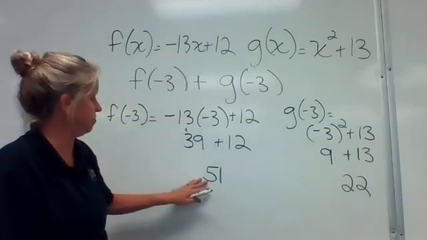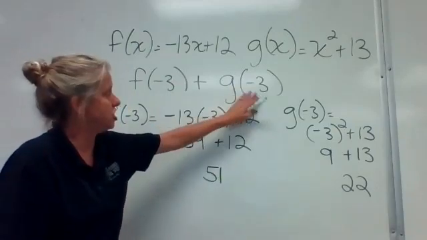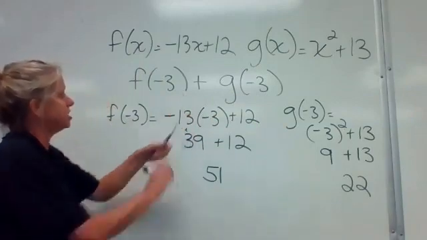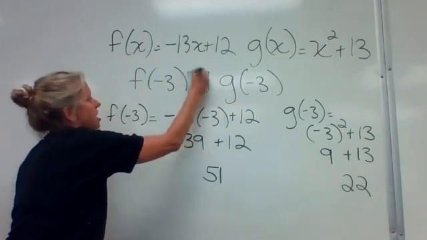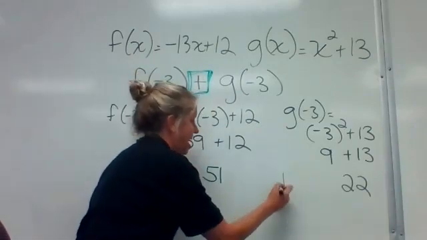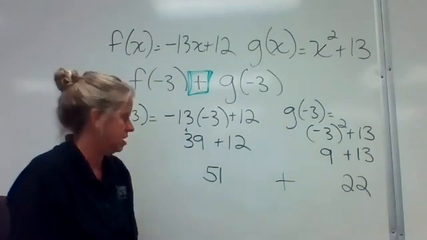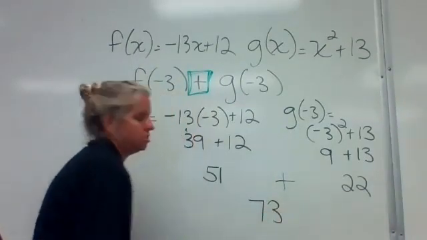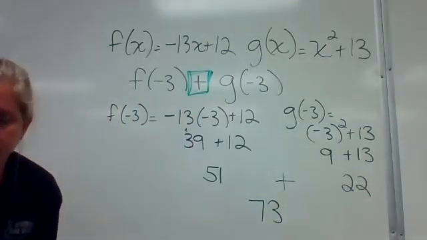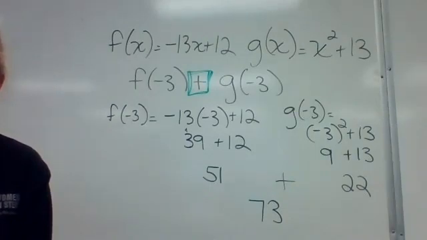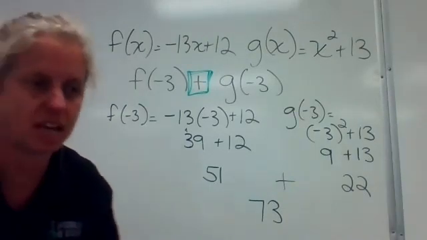So here's f of negative 3, 51. G of negative 3 is 22. Whatever's in between there is telling you what it wants you to do with your 2 answers. So this time I'm going to add them together. So let's see, 51 and 22 gives me 73. Right, number 5, same kind of problem.